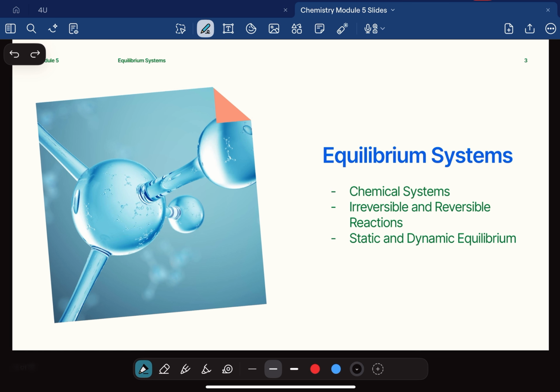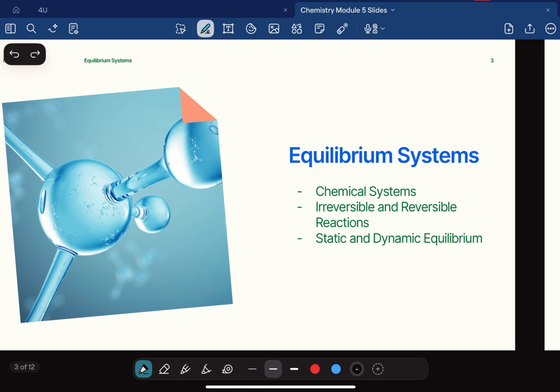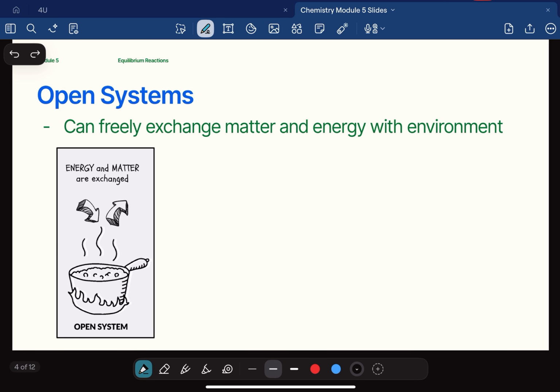So there's 3 subtopics in equilibrium systems. There's chemical systems, irreversible and reversible reactions, and static and dynamic equilibrium. So let's cover chemical systems first, which is basically a revision from year 9 and 10. So we all learn about open systems in year 9 and 10. They can freely exchange matter and energy with the environment. Like in this example, the heat energy is being transferred and the water vapor is escaping too. So this is an open system.